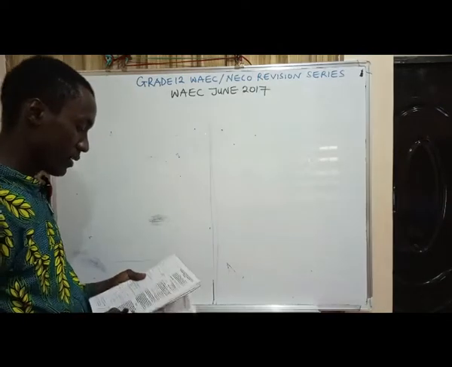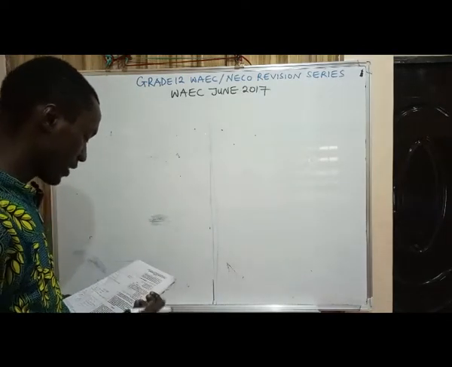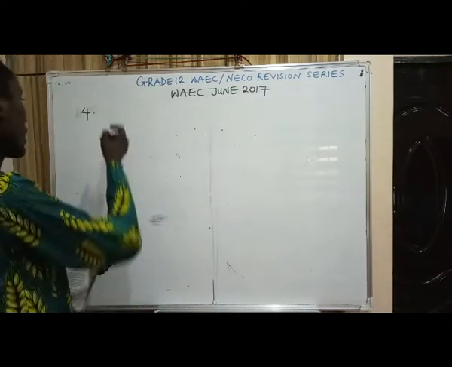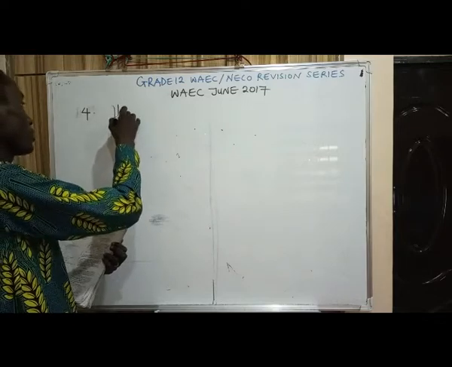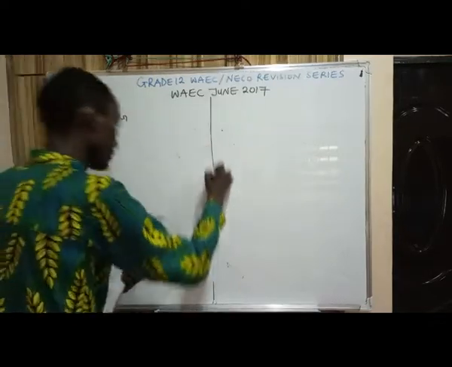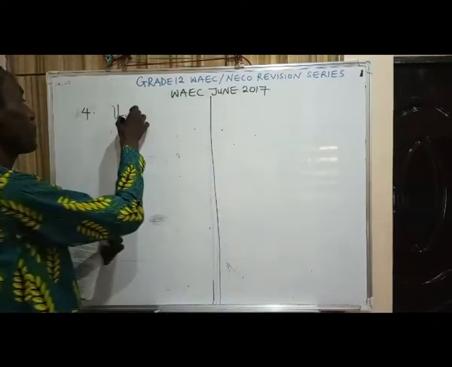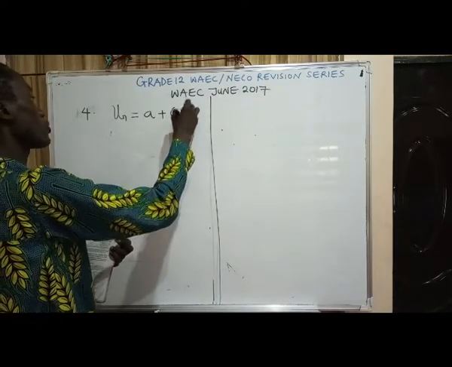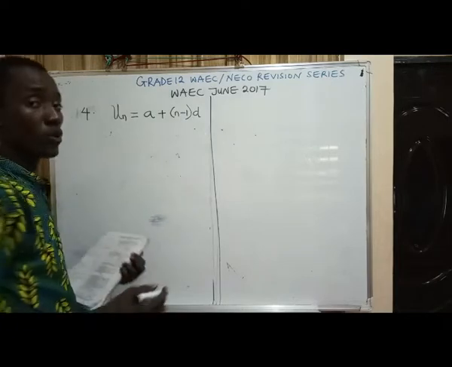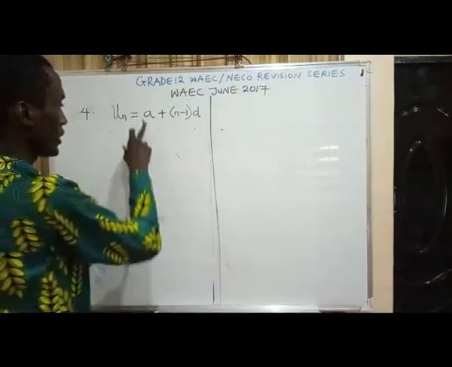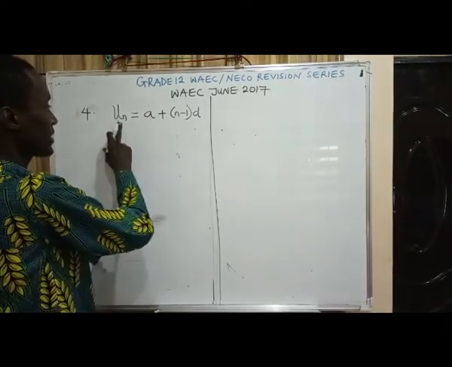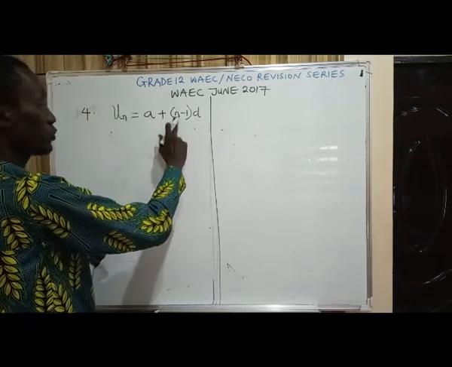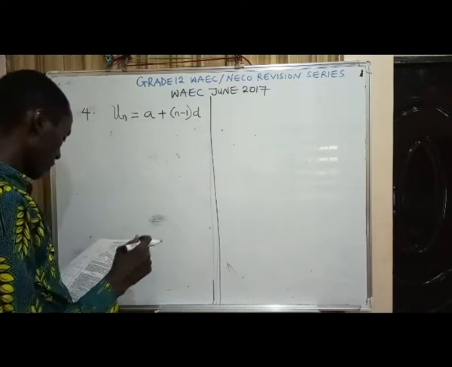Now, question number 4 of that year says, if the sixth term... I always advise students, write the nth term of the AP first. The nth term of the AP is given as a plus (n minus 1)d. This you can also see in your four-figure table. This is the first term, this is the nth term, this is the common difference, and this should be the number of terms.